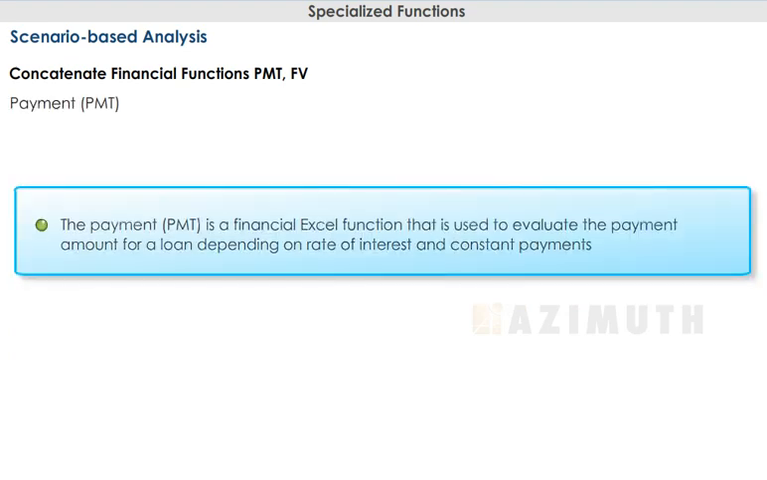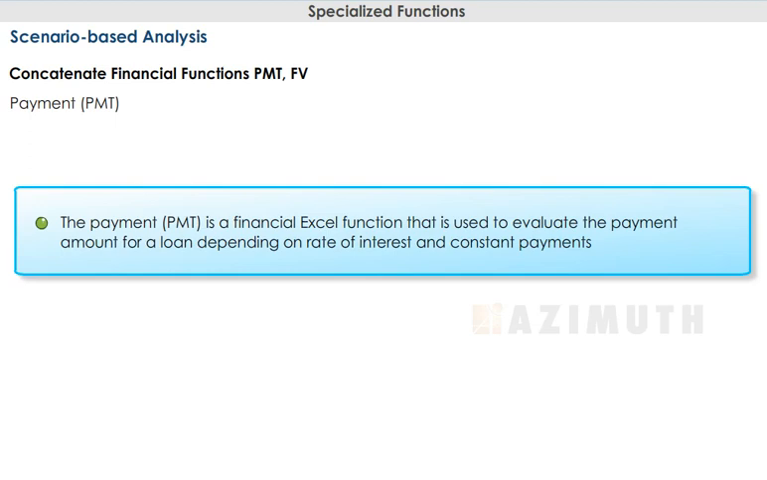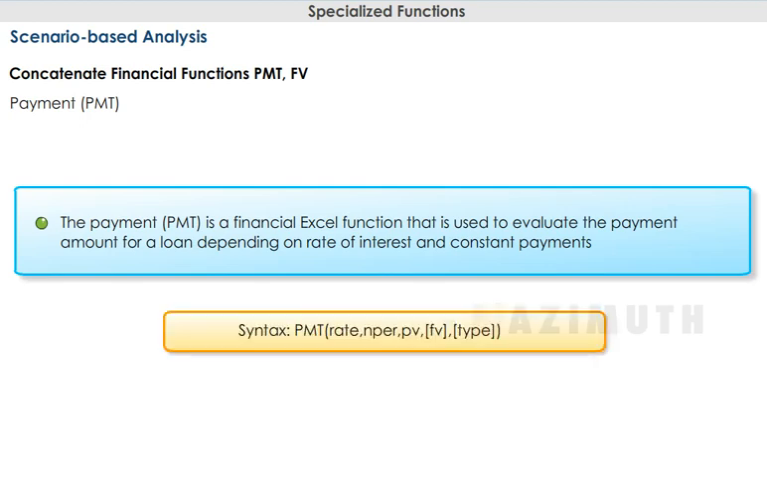Concatenate, financial functions: PMT, FV. Payment, PMT. The payment PMT is a financial Excel function that is used to evaluate the payment amount for a loan depending on rate of interest and constant payments. Syntax: PMT(rate, NPER, PV, FV, type).